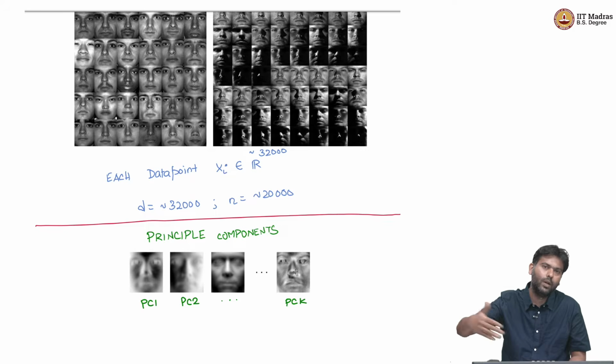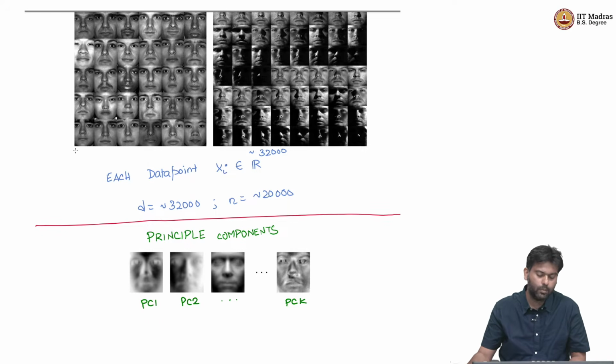Now, as you look at further principal components, what you observe is that more and more details get added to these directions. For example, PCk, which is some kth principal component, now has a much more nuanced representation.